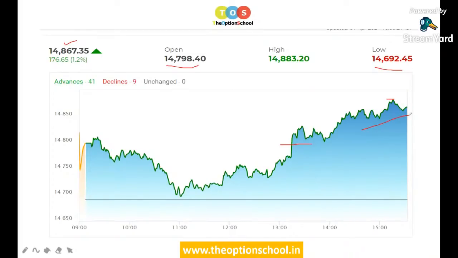Only thing, yes, from the levels expected from the data, 14,800, 820, 30 should have been a much better expiry, but in the end the market just pushed itself up by 25 to 30 points. That's the whole shock element in the total expiry today. Otherwise, it was very well within the range.